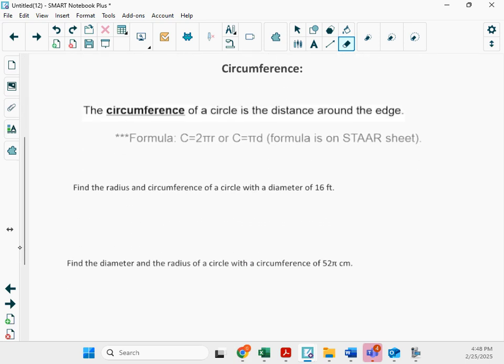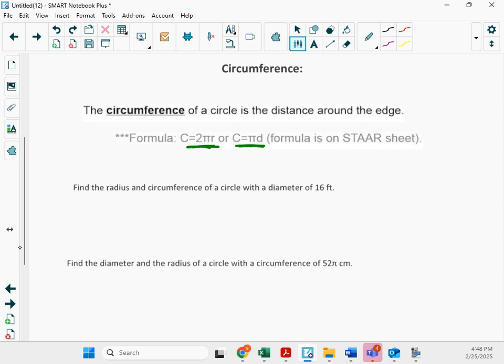Circumference. Circumference is the circle version of perimeter. It's how long it is all the way around the circle. Our formula, actually we have two ways of writing the formula. It's either pi times diameter or 2 pi times the radius.